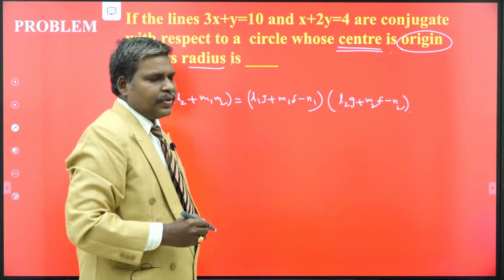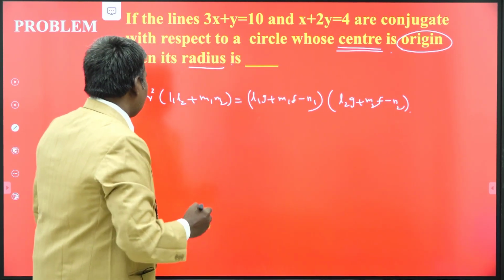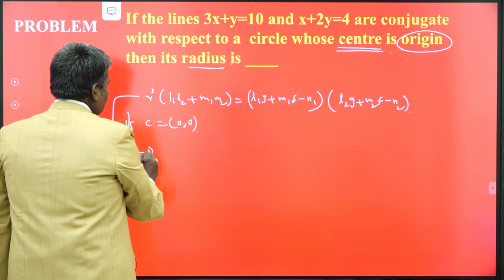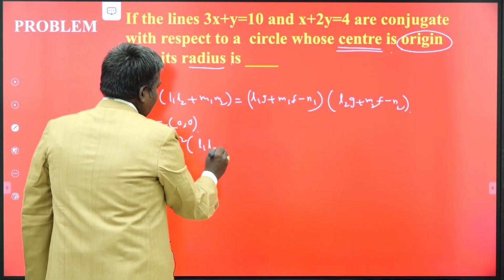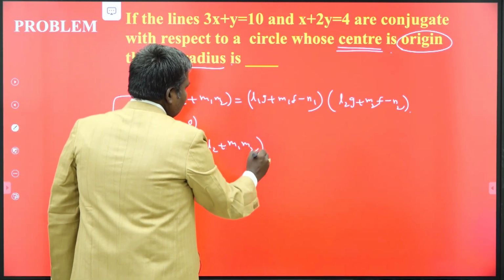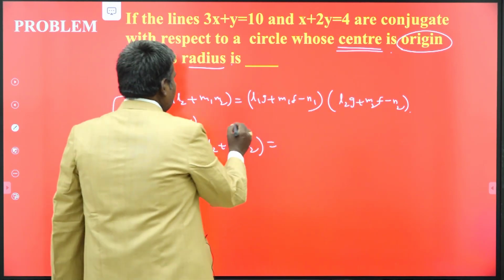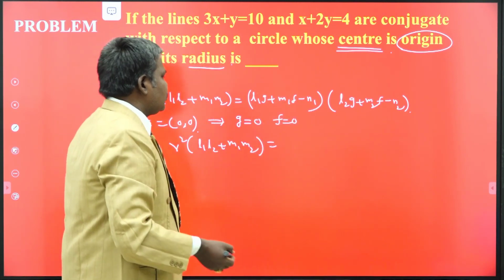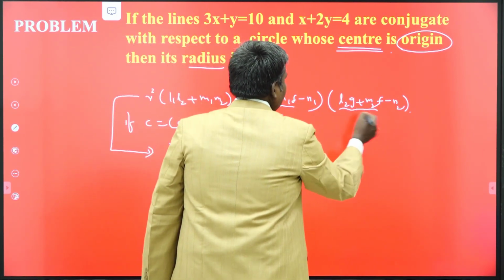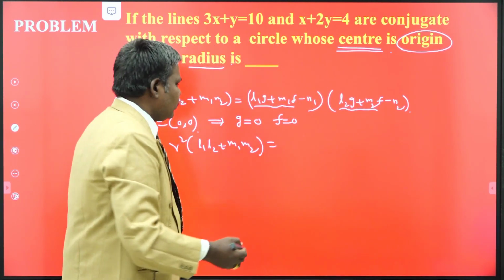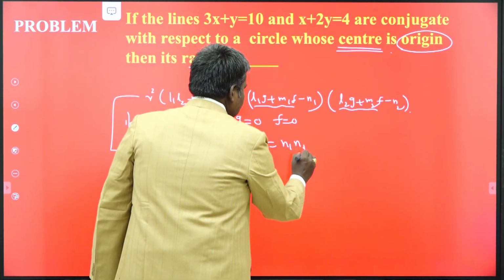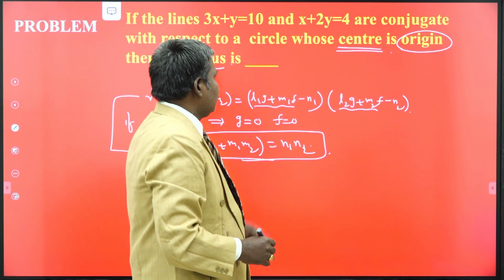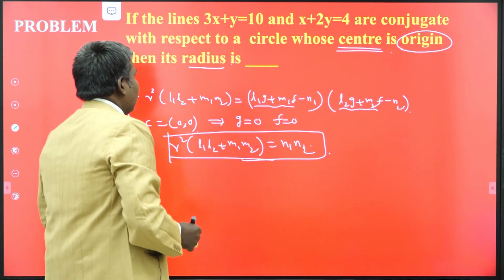Dear students, the center of the circle is (0, 0). If C = (0, 0), the above equation becomes what now? R² (L1 L2 + M1 M2) = (−N1)(−N2), because G = 0, F = 0. By substituting G = 0, F = 0, these two terms become 0, leaving −N1 into −N2. So the formula becomes R² (L1 L2 + M1 M2) = N1 N2. You just substitute the values here itself, and we get the required answer.